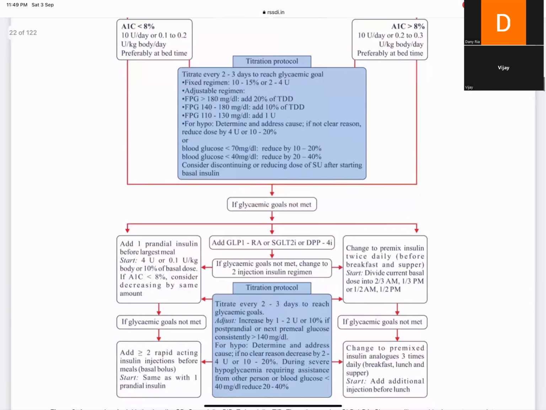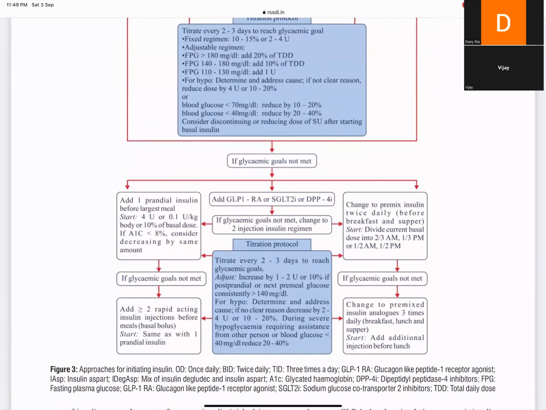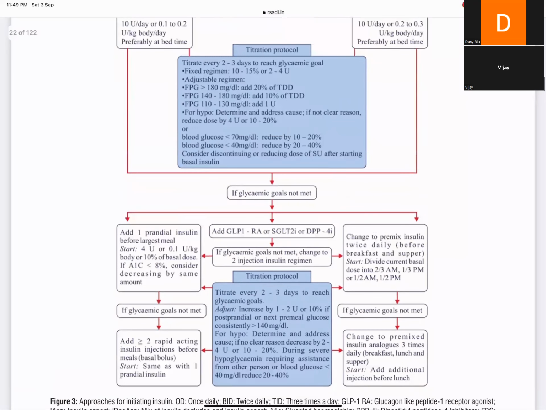Suppose they go for hypoglycemia, blood glucose less than 70, reduce by 2 units. Blood glucose less than 40, reduce by 4 units. You can think about 2 units, 4 units, it will be very easy to remember. Otherwise, think of 20% increase, 10% increase, 10% decrease, 20% decrease. No doubt here, how to initiate, how to titrate the basal.